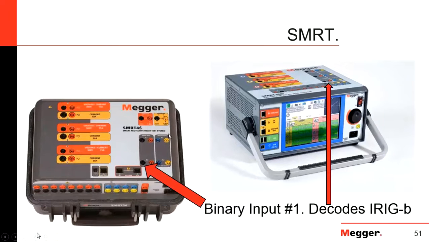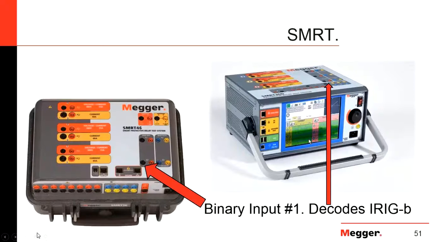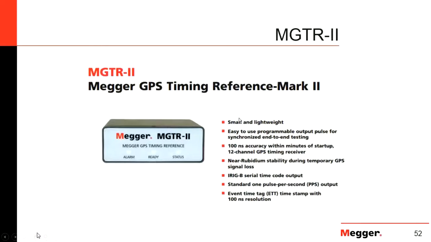In terms of the equipment itself, I'm not going to praise its beauties and whatnot. As a complement, we also have a GPS timing reference, which is what most people who use the SMRT36 to do end-to-end testing end up using, because they can get the IRIG-B signal directly from this timing reference into the SMRT, and they can do the test that way.